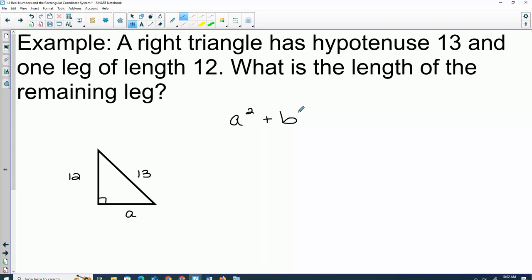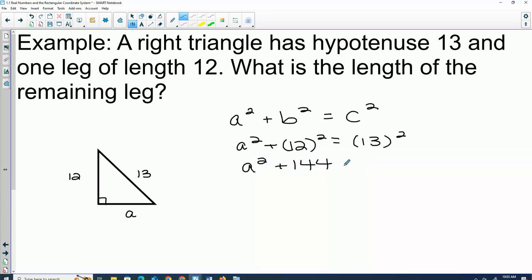Formula in a right triangle, Pythagorean theorem, a squared plus b squared equals c squared. A and b can be interchanged, but c has to be the hypotenuse. So c is my 13. I don't know a. B is 12. So 12 squared is 144. 13 squared is 169. Subtract over the 144.